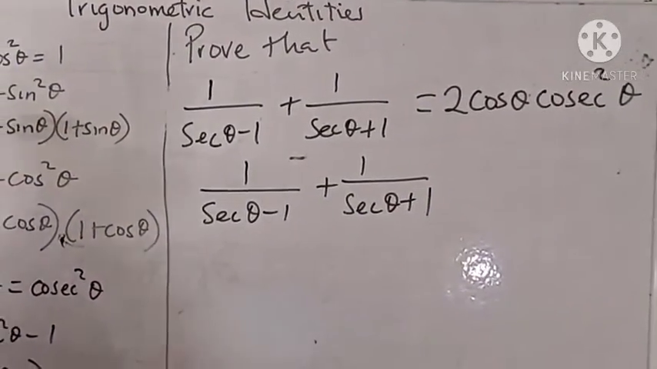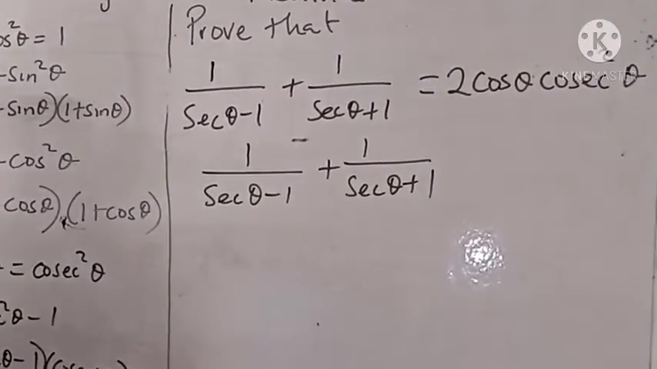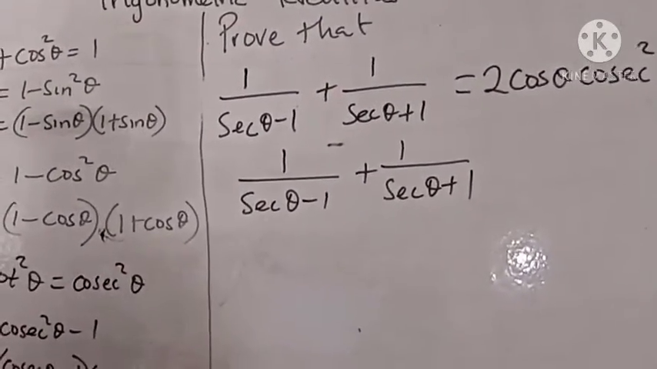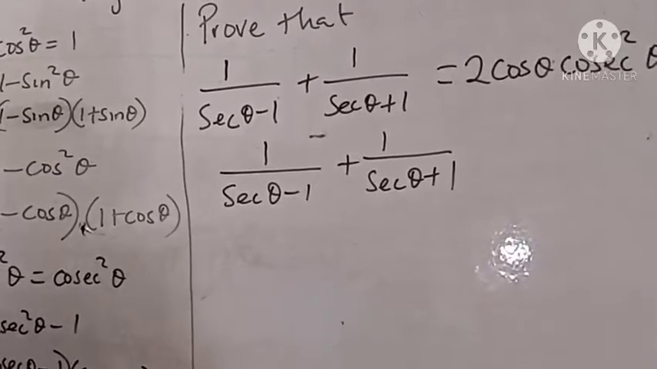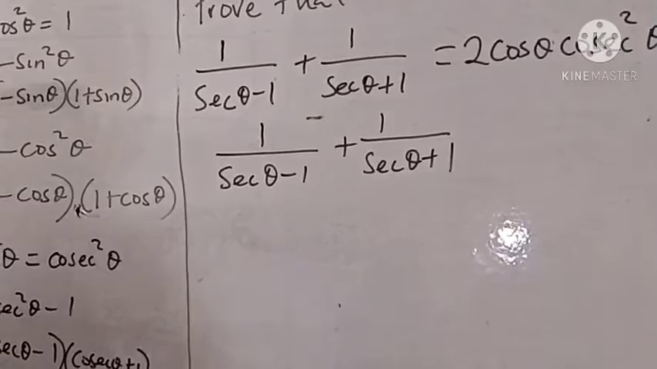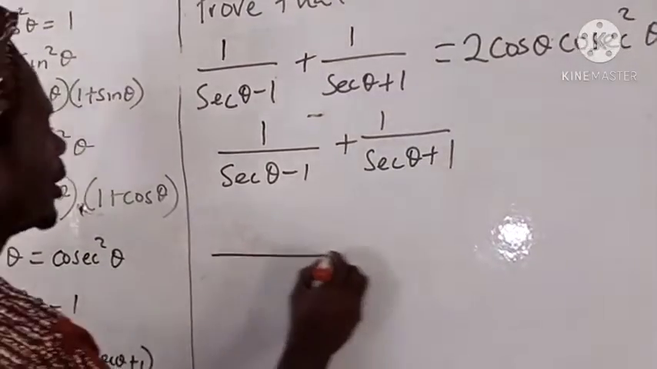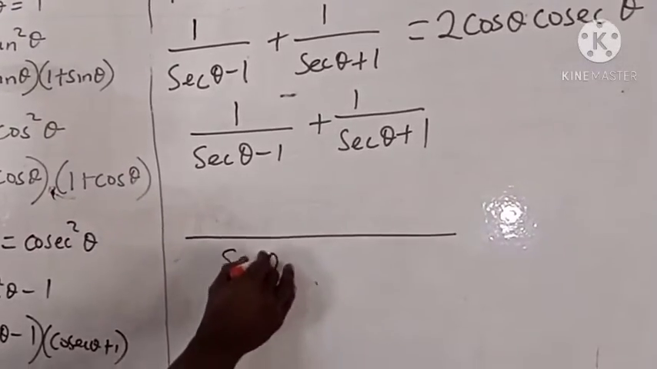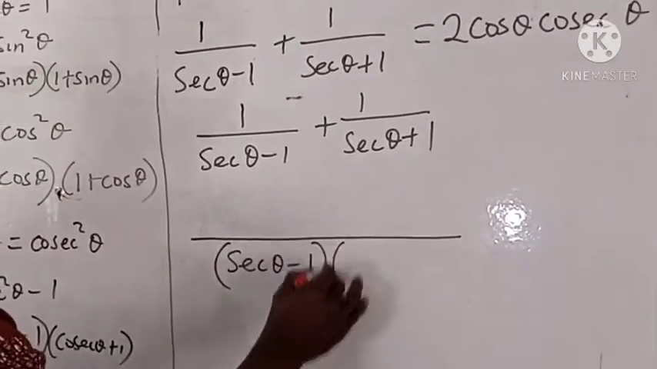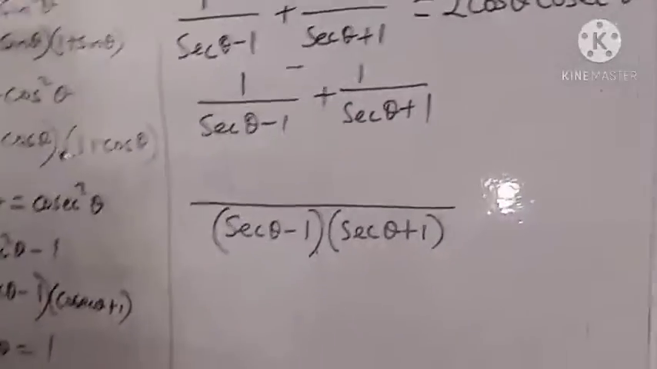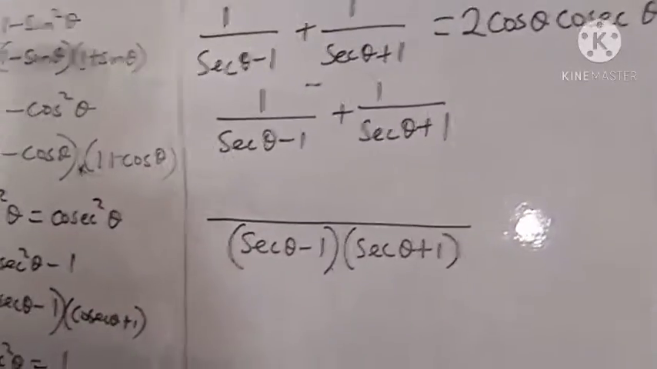I know a lot of you have problems with fractions. This challenge is a fraction. Whenever you have to solve a problem in fraction, the first thing you are required to do is to find the LCM of the denominators. So the LCM of the denominators here will be sec theta minus 1 in a bracket, sec theta plus 1. So each of the denominators becomes our LCM.